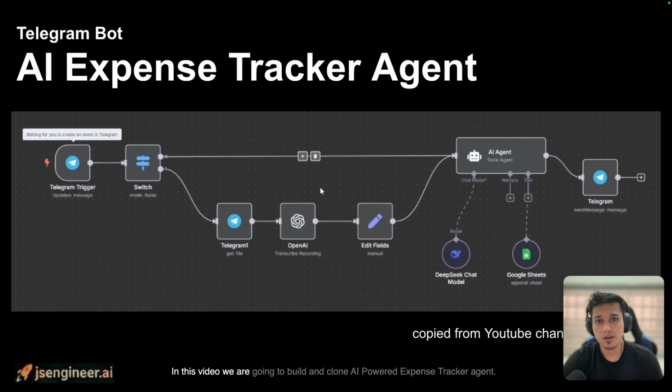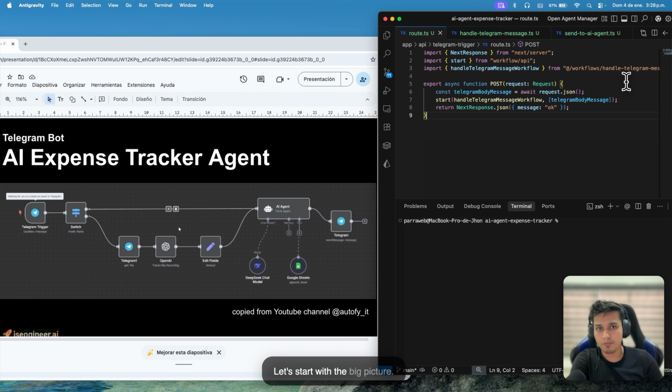In this video, we are going to build and clone an AI-powered spans tracker agent. This agent was originally created with n8n, but we are rebuilding it using Next.js, useworkflow.dev, OpenAI API, Telegram API, and Google Sheets API. Let's start with the big picture.